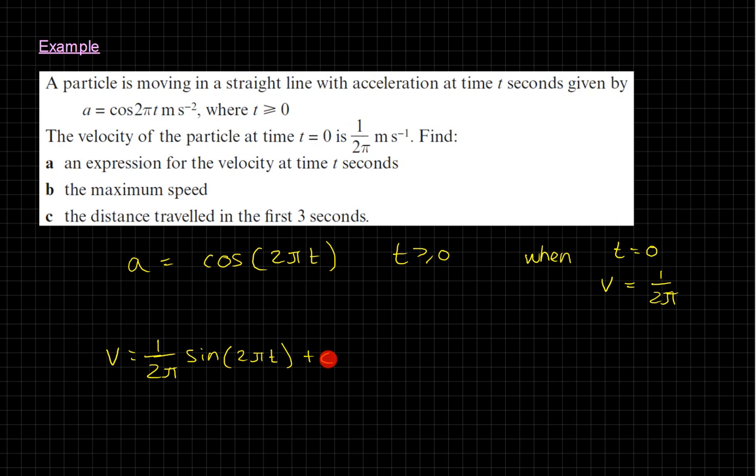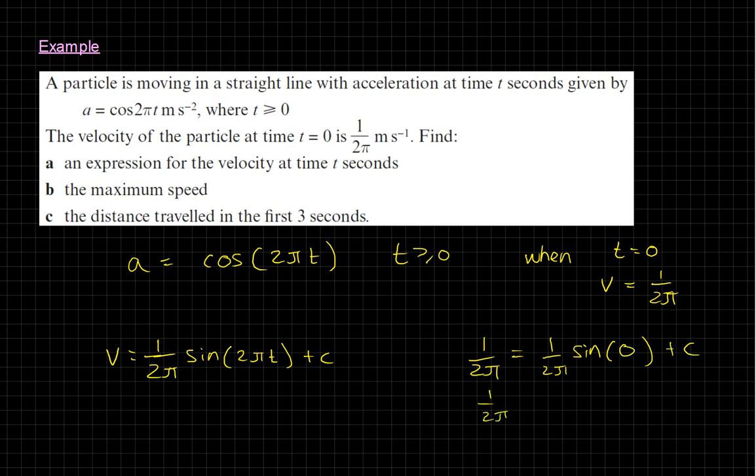But we can figure out what that is by using initial conditions, specifically these ones. So when t equals 0, v equals 1 over 2 pi. Let's work out then what happens. So if I try that, 1 over 2 pi, that's my v, is equal to 1 over 2 pi sine of, now when t is 0, then the 2 pi t will be 0, so it's just sine of 0 plus c. And what does that become?